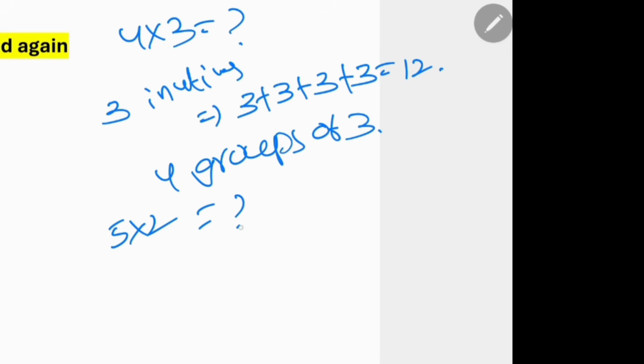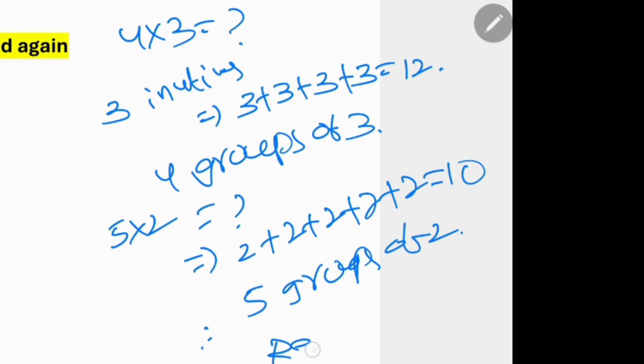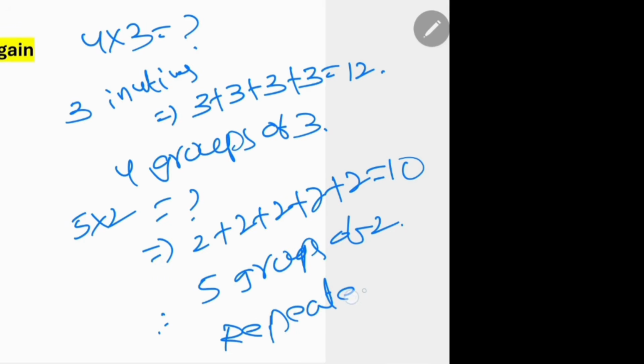It means we add 2, 5 times. That implies 2 plus 2 plus 2 plus 2 plus 2 is equal to 10. Or it can also be represented as 5 groups of 2. Therefore, multiplication is equal to repeated addition. Again I repeat, multiplication is equal to repeated addition.